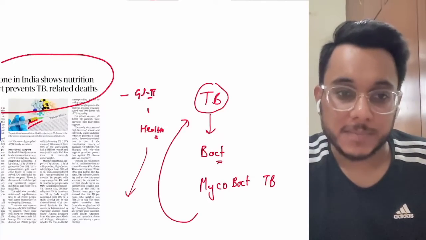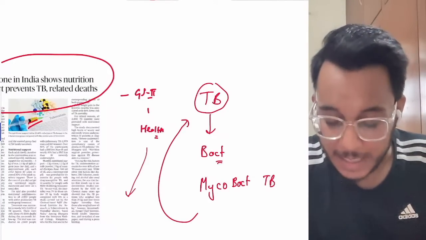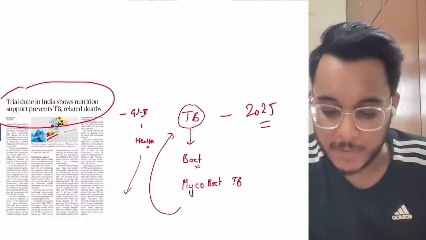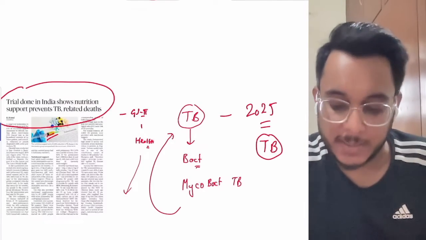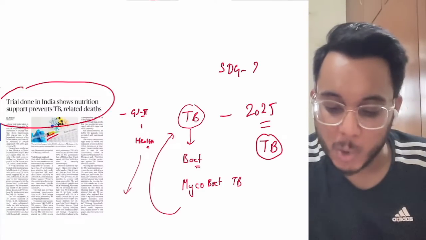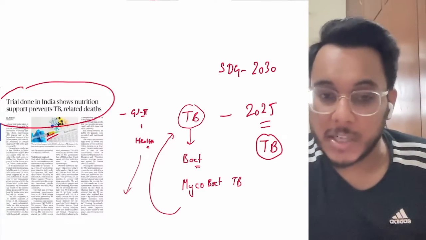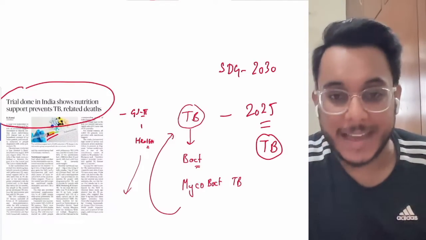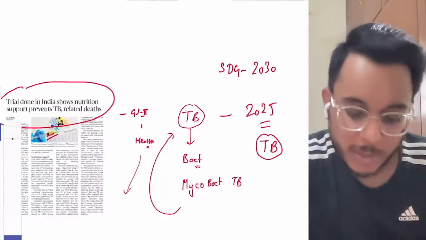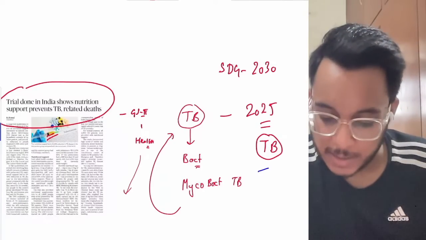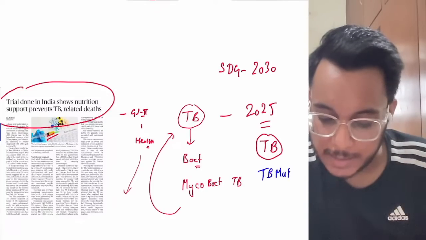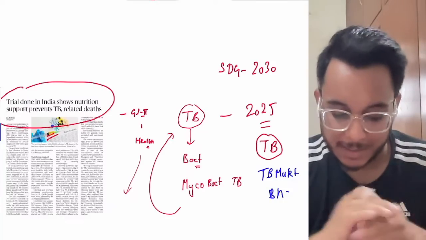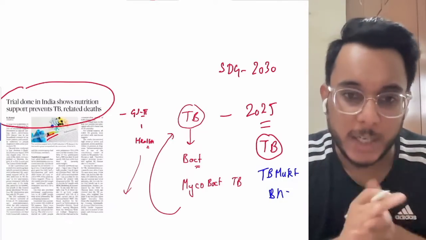And when we talk about TB, okay, what happens? India has taken the target that by 2025, we will eliminate the TB from India. According to the Sustainable Developmental Goals, 2030 is the year by which the TB is to be eliminated, but India has taken the target that we will eliminate TB by 2025. And for that particular thing, India has also started TB Mukt Bharat Abhiyan. Okay, this is something that we have done. Now, this is something additional information that you need to know.